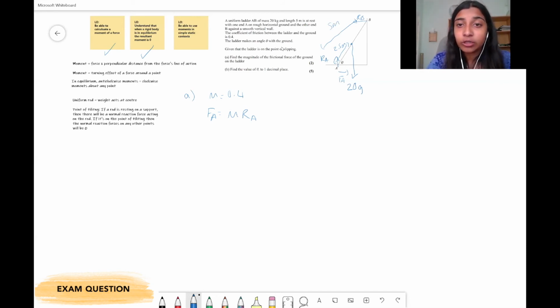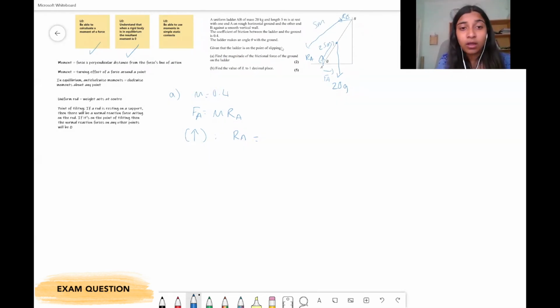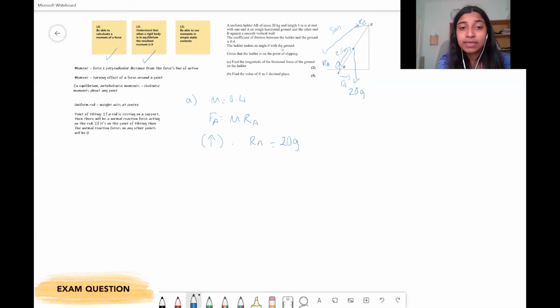So we just want to resolve in the vertical direction. If we do that, we could say that R of A, that's going upwards, is just equal to our downward force, which is just our weight. So R of A is just equal to 20g. Now we can plug everything into this formula. So our friction, F of A, is just equal to our coefficient mu, 0.4, times 20g, which is just 8g newtons, and that's what the frictional force would be.